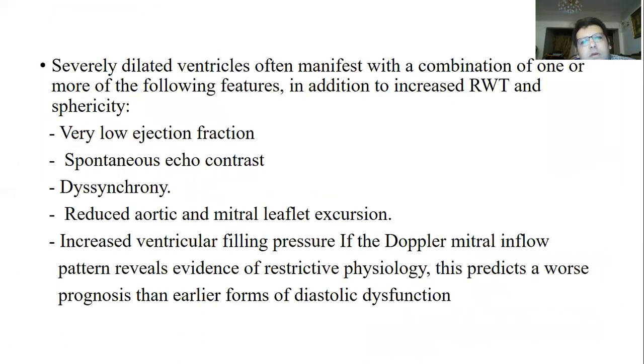Severely dilated ventricles often manifest with a combination of one or more of the following features, in addition to increased relative wall thickness and sphericity: very low ejection fraction, spontaneous echo contrast, dyssynchrony, reduced aortic and mitral leaflet excursion, increased ventricular filling pressure. If the Doppler mitral flow pattern reveals evidence of restrictive physiology, this predicts a worse prognosis than earlier forms of diastolic dysfunction.